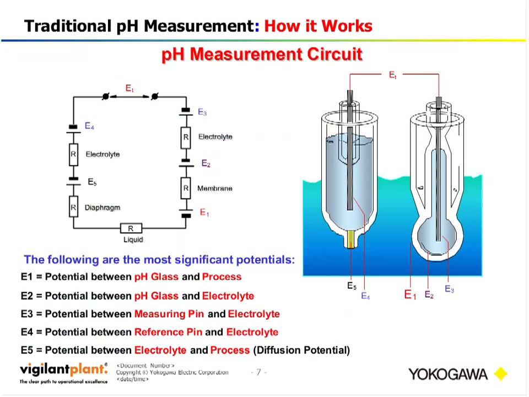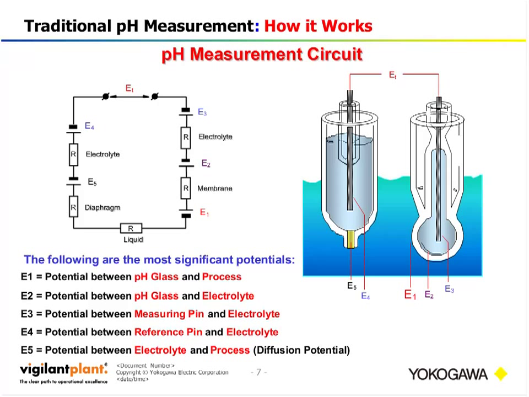If the measuring and reference electrodes accomplish their task correctly and all the potential negative effects have been taken care of that are indicated in the diagram by the various voltage potentials, the E2 through the E5, then the change in voltage we measure will be directly proportional to only the change of the hydrogen ion concentration or the pH of the process solution indicated by E1.